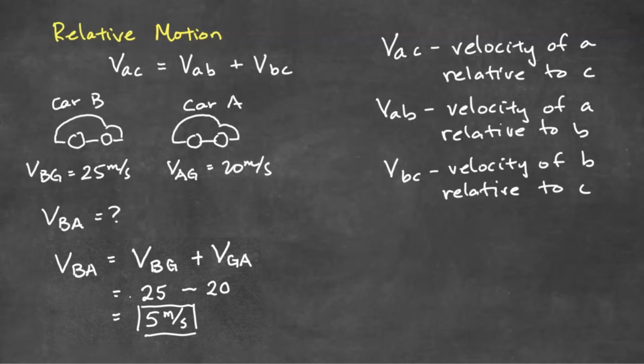So we're going to write VBG plus VGA. VBG we know is 25 meters per second. But we don't have VGA. We have VAG. To switch those subscripts to VGA, we're going to flip the direction of the velocity. So instead of positive 20 meters per second, we're going to use a minus 20 meters per second. So we get 25 minus 20, we get 5 meters per second. So the velocity of car B with respect to A is going to be a positive 5 meters per second.